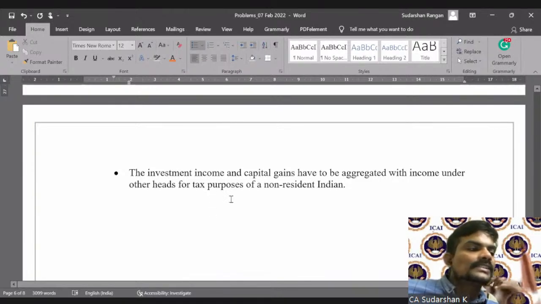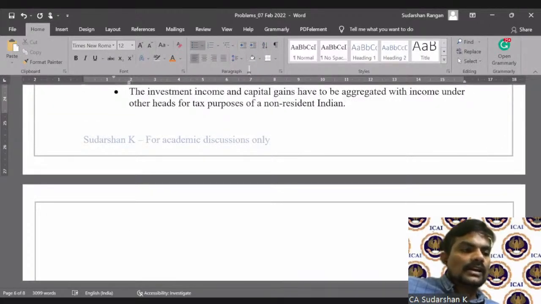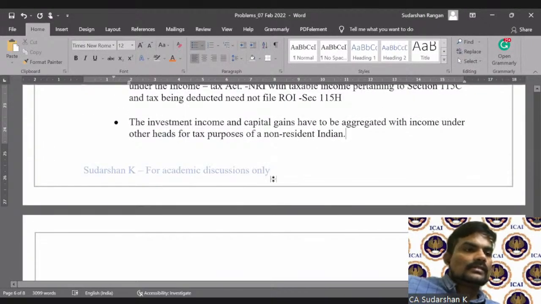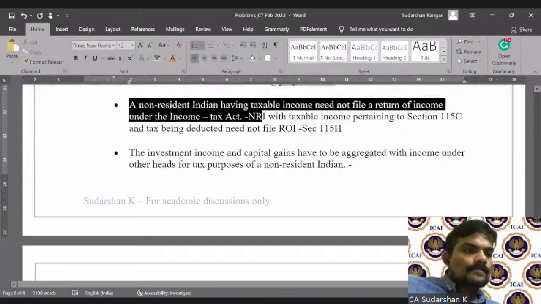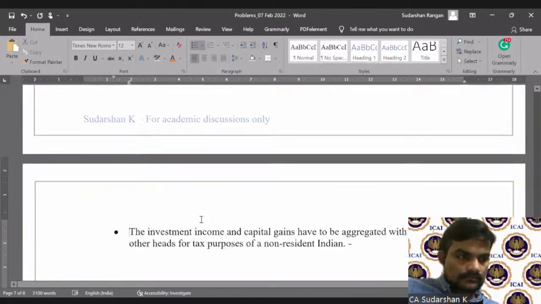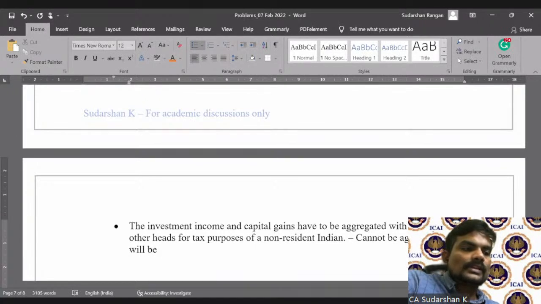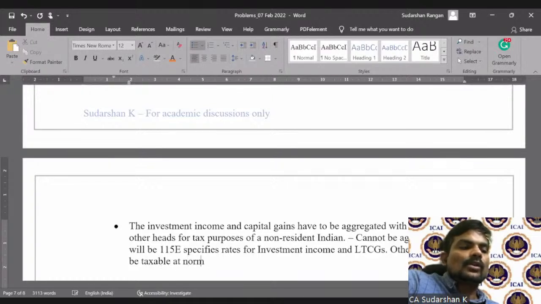The other proposition: the investment income and capital gains have to be aggregated with income under other heads for tax purposes? No. If it is other income, it will be taxed at normal rates. It cannot be aggregated. This will be separately taxable. That is, 115E specifies rates for investment income and long-term capital gains. Other income will be taxable at normal rates.